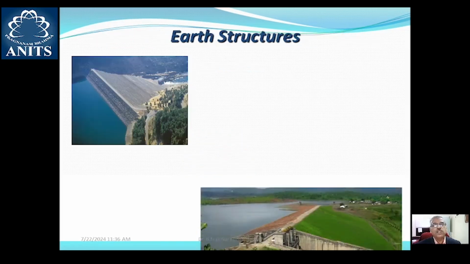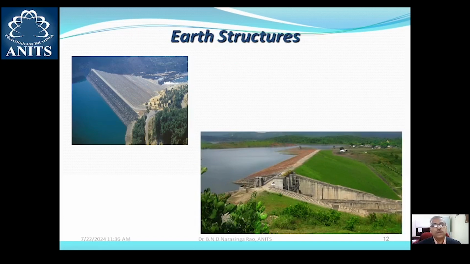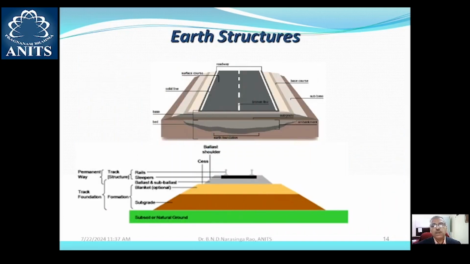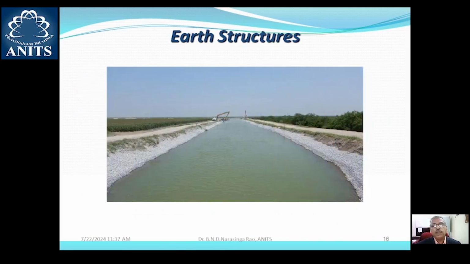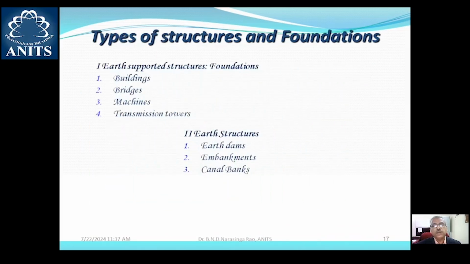So you can see the earth dams constructed or shown over here, embankments of highways and railways. So this is an embankment of railway. These are the canal banks. So in these earth structures, the role of geotechnical engineering will be the selection of suitable material for the construction of these earth structures and also quality control during construction.